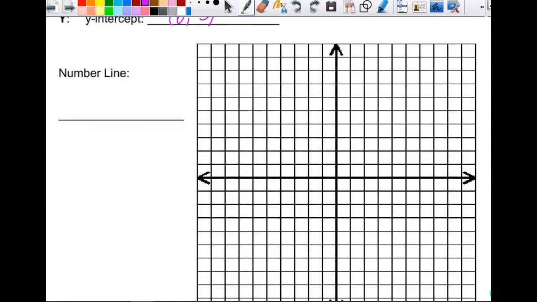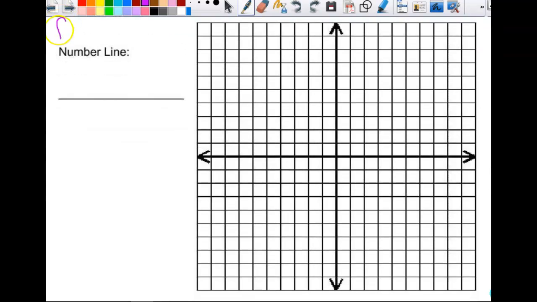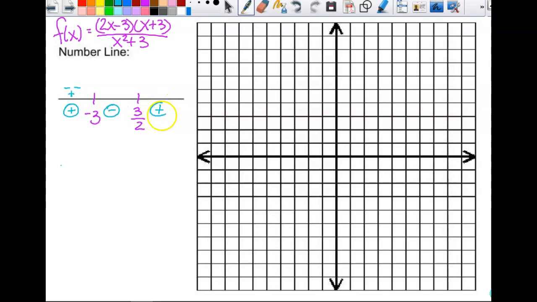All right, so let me rewrite this and get our number line going. F of x equals 2x minus 3 times x plus 3 over x squared plus 3. All right, so I've got my negative 3 on here and my positive 3/2. I don't have any vertical asymptotes to put on there. I also don't have any tangents here togetherness. So if I find this first one, then I know it's just going to alternate. So if I choose a negative 4, that's going to give me negative, negative, positive. So that's positive overall. Then this is negative. That would have to be positive. So my graph looks like this.